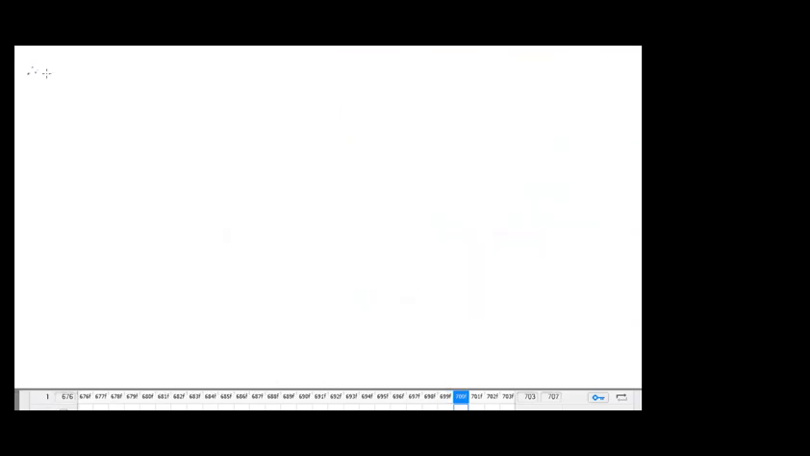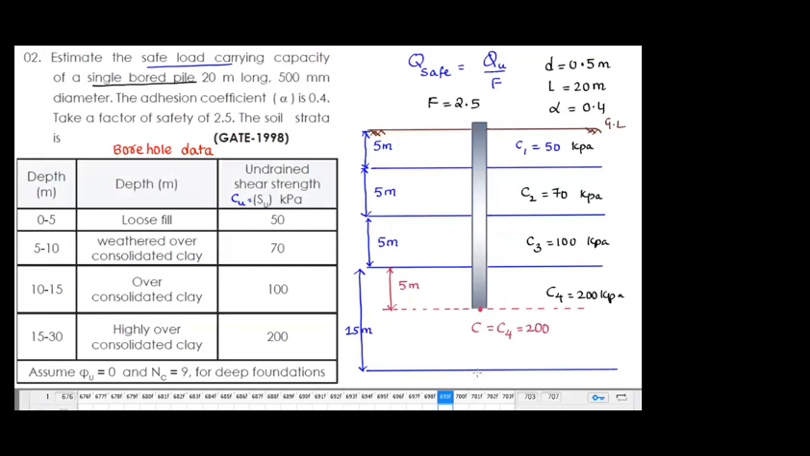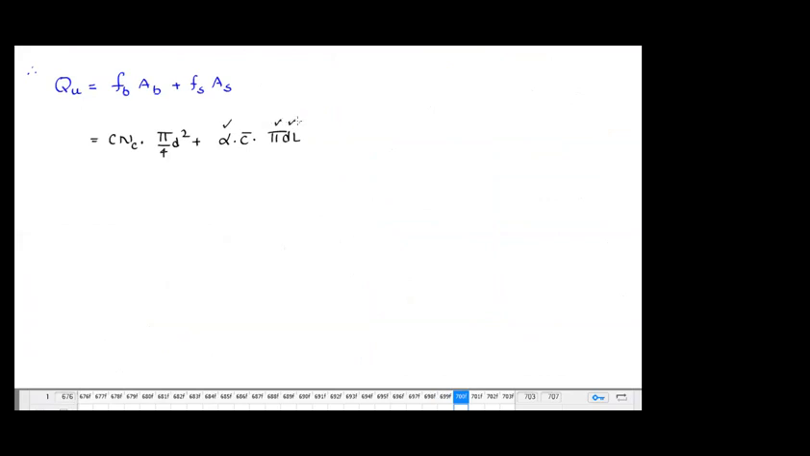Now, what is the ultimate load? Ultimate is nothing but FbAb plus FsAs. As you know, in the case of clays, it is C Nc into pi by 4 d square, plus alpha into C bar into pi d L. I have given you the alpha value 0.4. Alpha, pi, d, L, Nc and C are all there. What we require is only C bar. How do we find C bar?